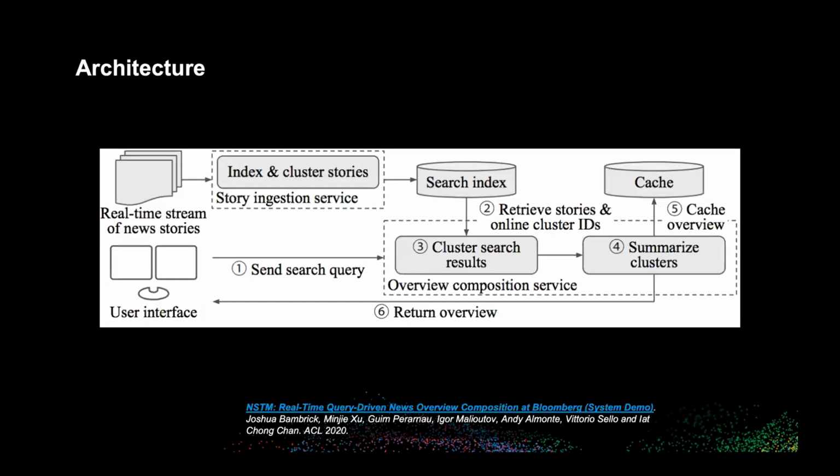So the architecture at a very high level is there's a real-time ingest. The stories are then indexed, put into a search index. And as they are ingested, there is online clustering to merge duplicates and near duplicates. Then when there's a new query, the set of documents is returned from the search index. They're clustered again with high performance, summarized, ranked, stored in the cache, and then returned to the user.